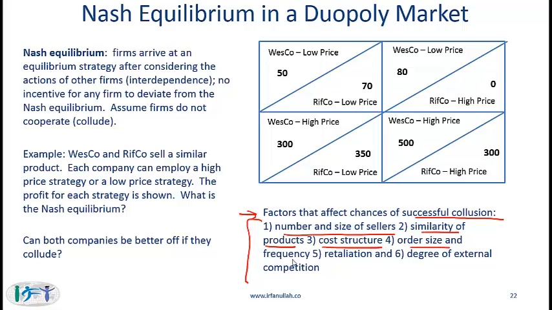Order size and frequency. Successful collusion is more likely when orders are frequent and they are received on a regular basis and they are relatively small. Collusion is more likely to be successful if the threat of retaliation is high. And finally, if the degree of external competition is high, then it is more likely that the collusion will be successful.